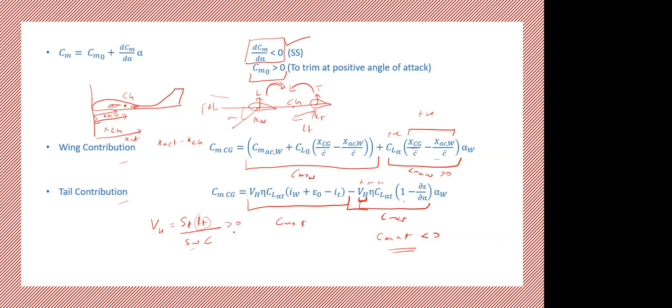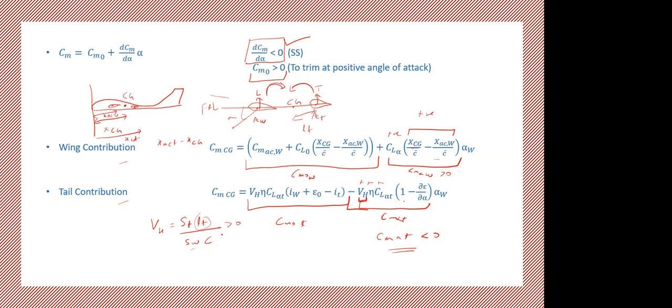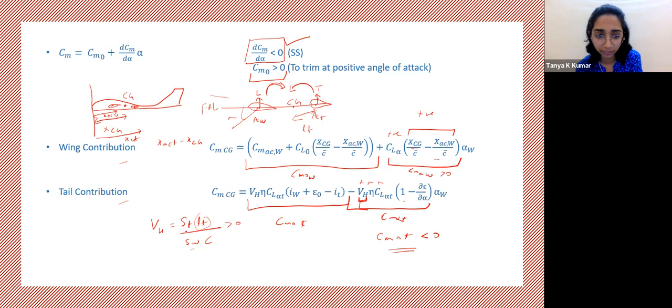VH, ma'am. VH is greater than 0. Yes? Okay, ma'am. Are you able to understand why it is greater than 0? This is the area, this is the chord, and this is the moment arm, the magnitude, not the direction, the magnitude of the moment arm, this distance.